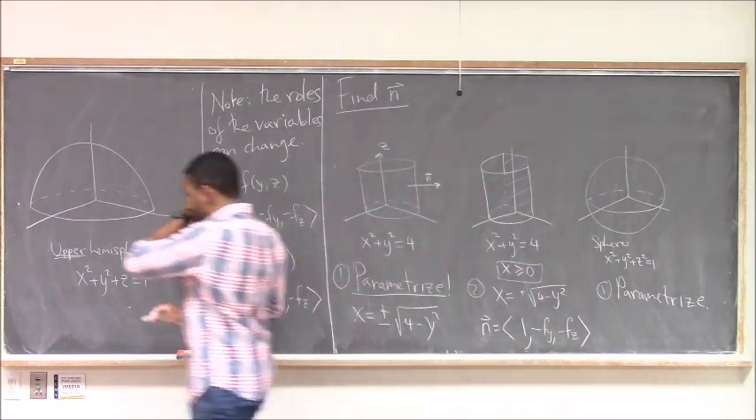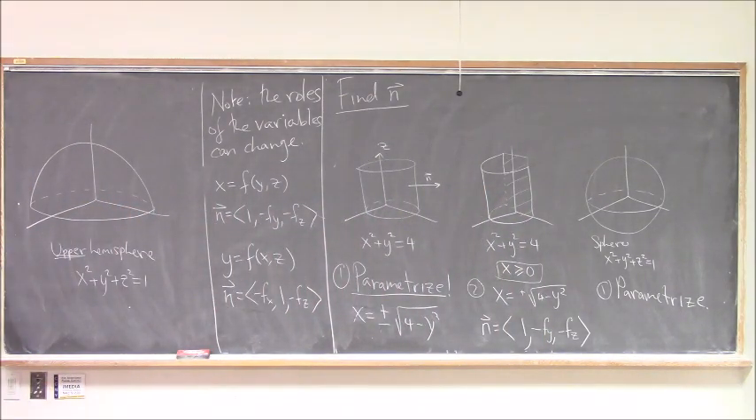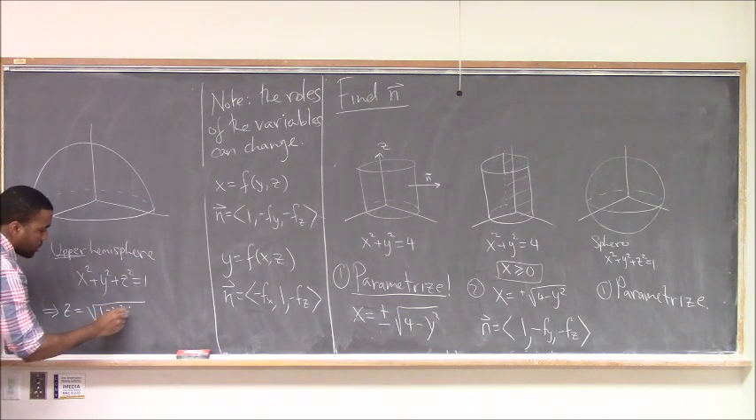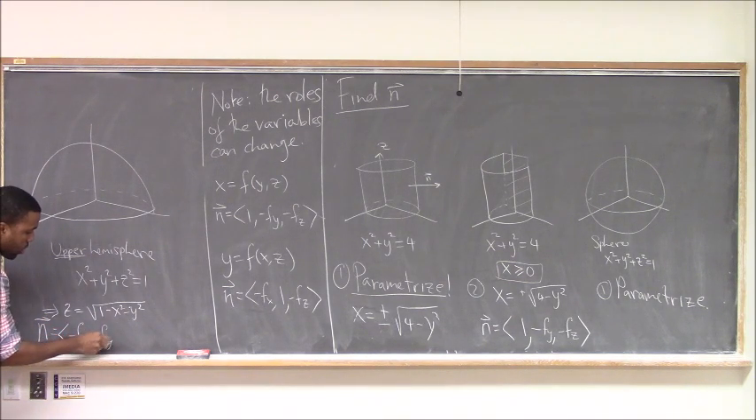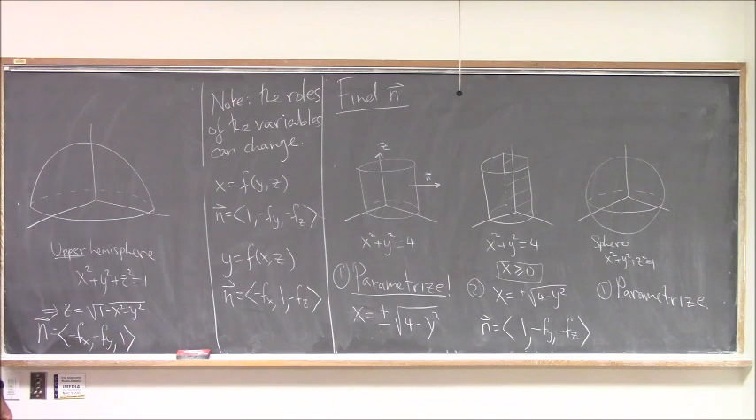What about this guy? Z has to be positive, in which case here, I would actually solve for the z. And then I can use the formula. So this would be minus the partial with respect to x, minus the partial with respect to y, positive 1.